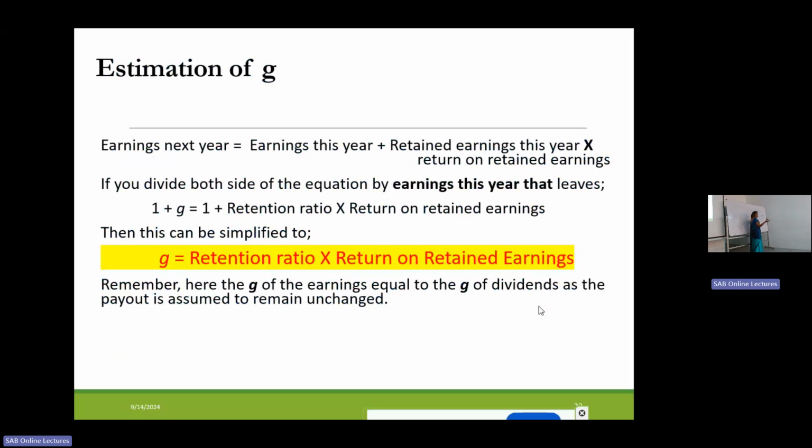What is this ratio? Retention ratio. This is the retention ratio. Retained earnings this year divided by earnings this year, that is the retention ratio. So retention ratio into return on retained earnings. Either formula you can use to estimate the growth rate. So growth rate is equal to retention ratio into return on retained earnings.